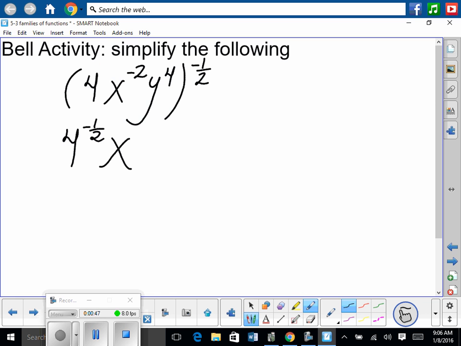All right, so then we have x, raising a power to a power and you multiply. Do you understand how this is x to the -2 power being raised to another -1/2 power? Do you understand why it's power to a power? Yes or no? Yeah. Okay, so -2 times -1/2.